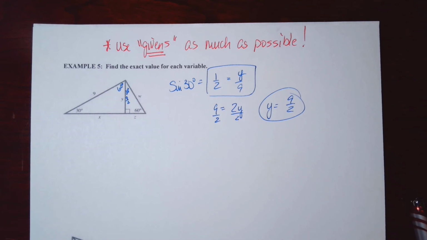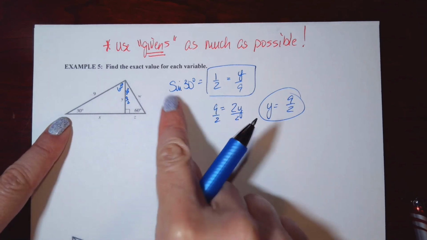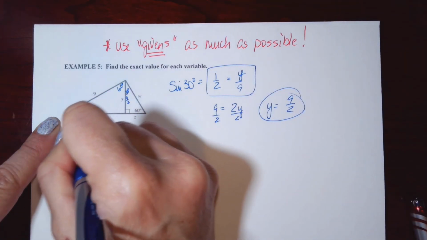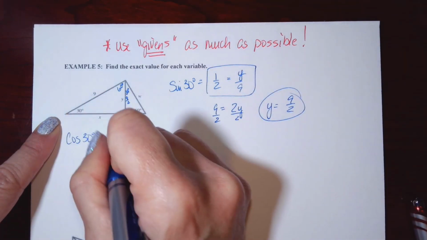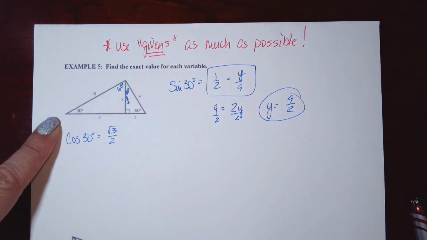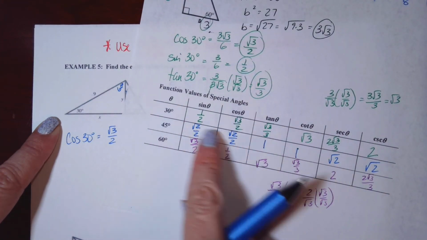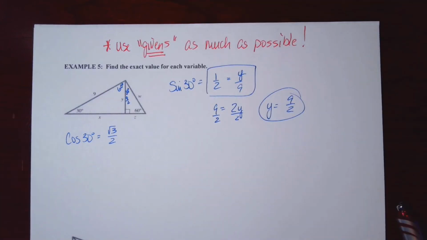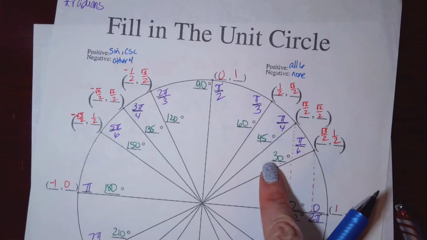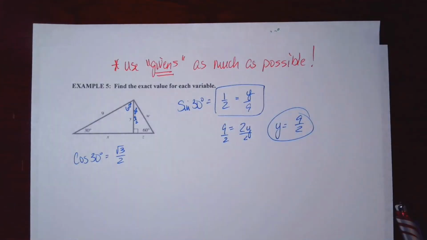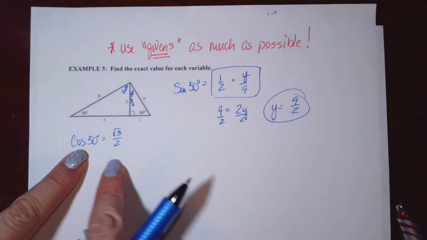Alright, so if sine of 30 degrees is 1/2, then I know that cosine of 30 degrees is square root 3 over 2. If I need to look that up, I can look it up on my unit circle, or I can look it up here on this chart that I just filled in, my unit circle. 30-degree angle, sine and cosine for 30 degrees. So I know this is a true statement.